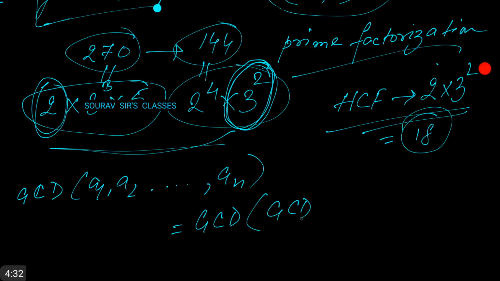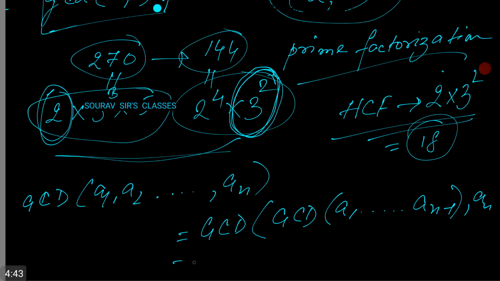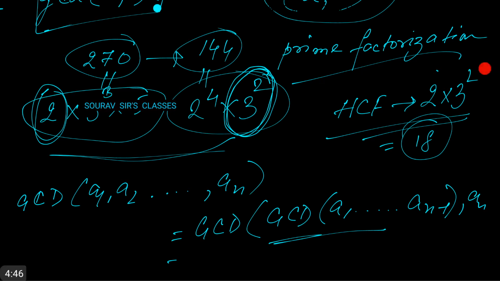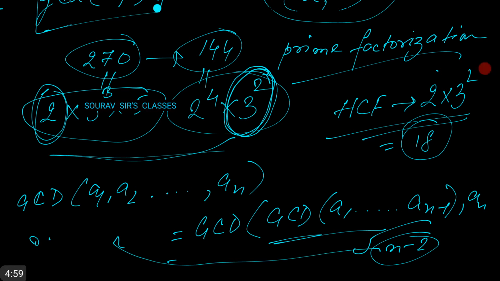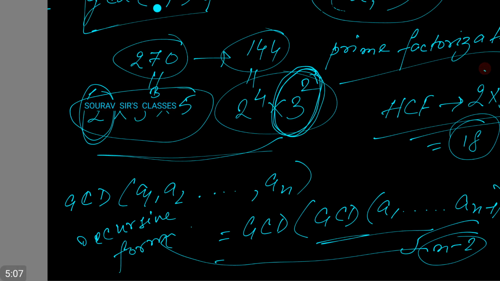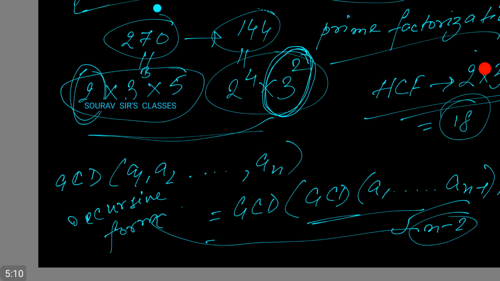Another theorem states that the GCD of a1, a2, up to an, of n numbers, is equal to the GCD of the GCD of a1 up to an minus 1, comma an. If you break this up again, you will find that this is the GCD of n minus 2 numbers, and the rest of it. So this is what is called a recursive formula, and this is another method of finding the GCD.